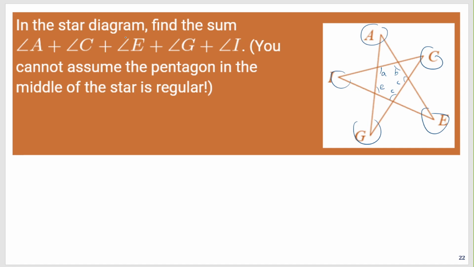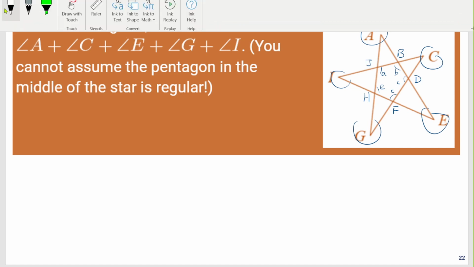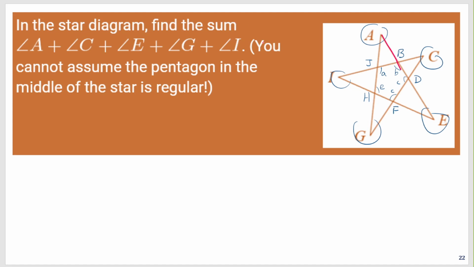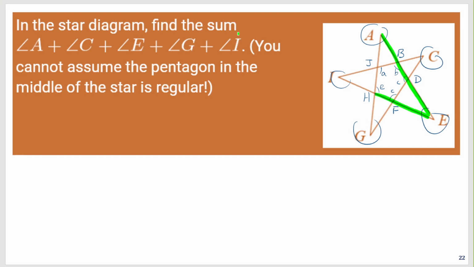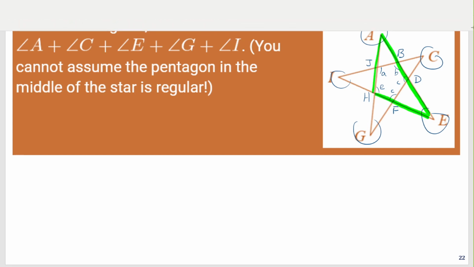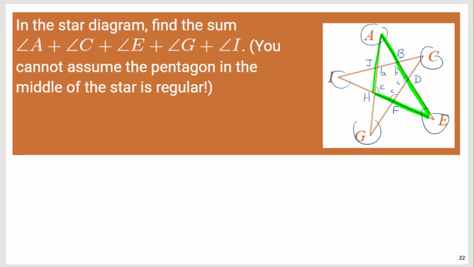Then first of all, let's use some letters here: B, D, F, H, J. Well, if you consider this triangle here, A, E, H, then we have angle A plus angle E plus angle uppercase E is 180 degrees, right? Actually, we have 5 such triangles that we can use.